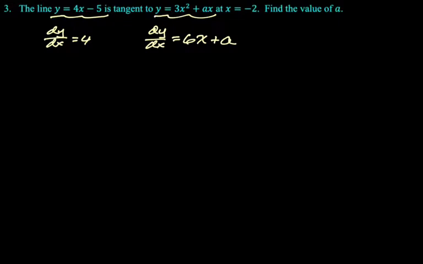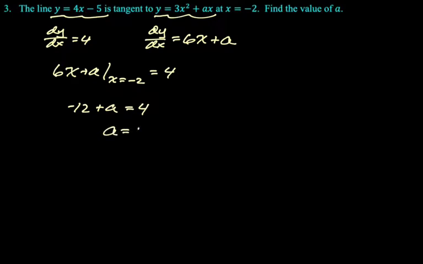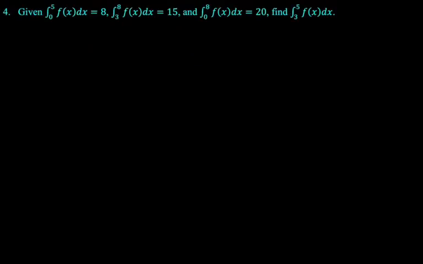And what I'm saying is, if I plug negative 2 into dy/dx, I should get the slope of the tangent line. I should get 4. So I'm basically saying that 6x plus a at x equals negative 2 should equal 4. Plug in negative 2, you get negative 12 plus a is equal to 4, which means that overall a is equal to 16. That's a pretty straightforward problem, hopefully. Let's look at the next one.